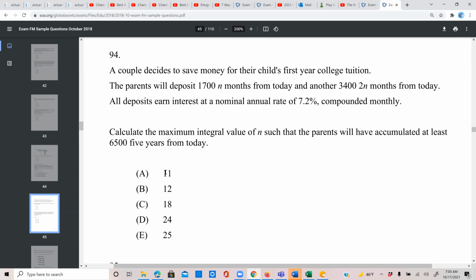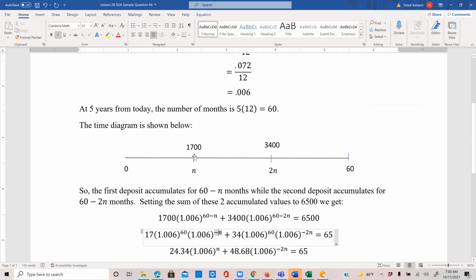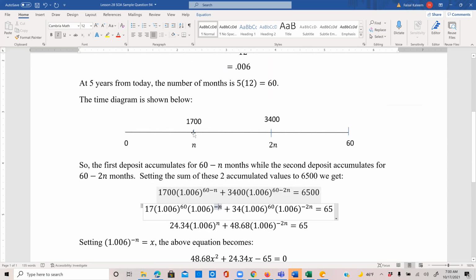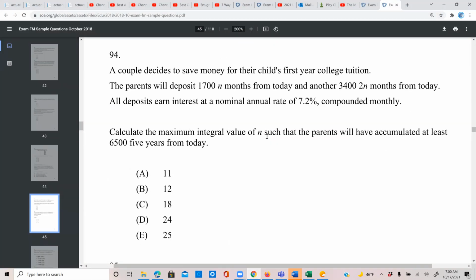Now note that n at 11.7 gives exactly 6,500. If you reduce it much lower than 11, let's say 10 or 9 or 8, then you would accumulate even more, and you're still satisfying the condition of accumulating at least 6,500. But we want the largest possible n. So the largest possible n that does this job is 11, because once you go to 12, you get less than 6,500. So the correct answer is A.